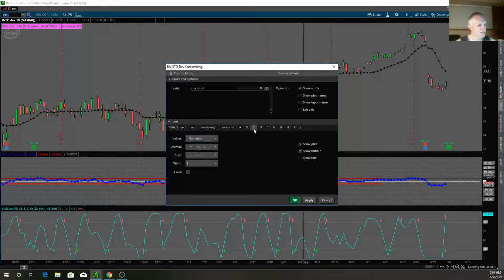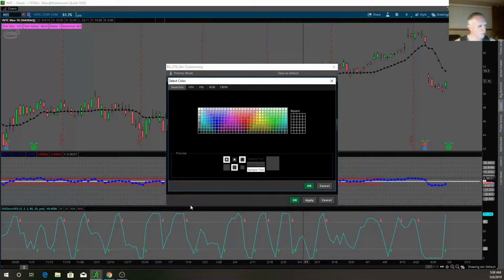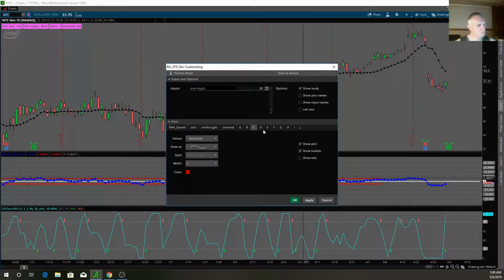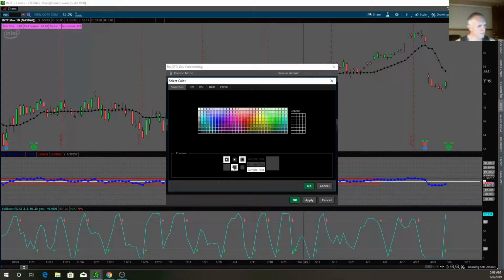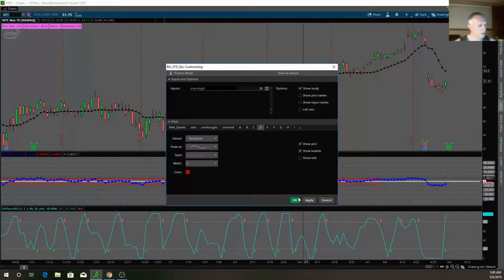Now we want to see the C. You can make it whatever color you like. Change it to a 2. We'll make this one red. D, same thing, change it to a 2, turn it to red. I think that was the same one.